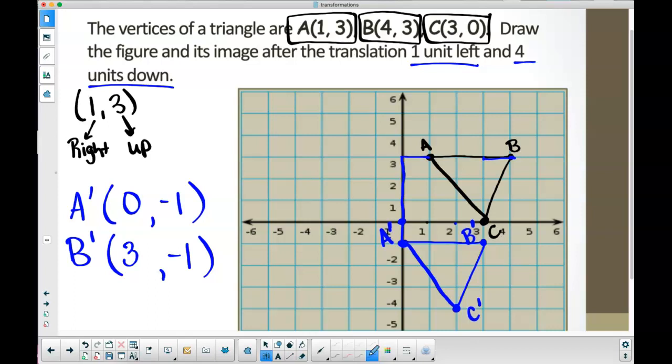And then how about C prime? What would C prime be? Brittany. 2, -4. So this is the new triangle. Questions there? Okay, flip the page.